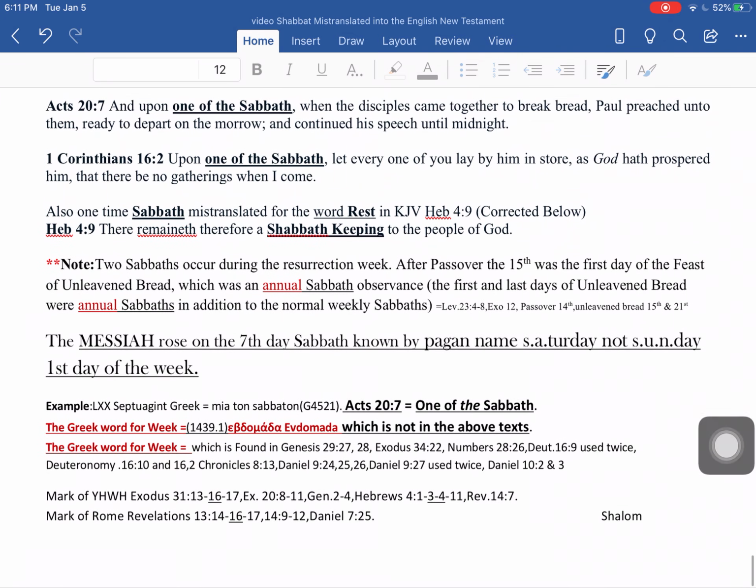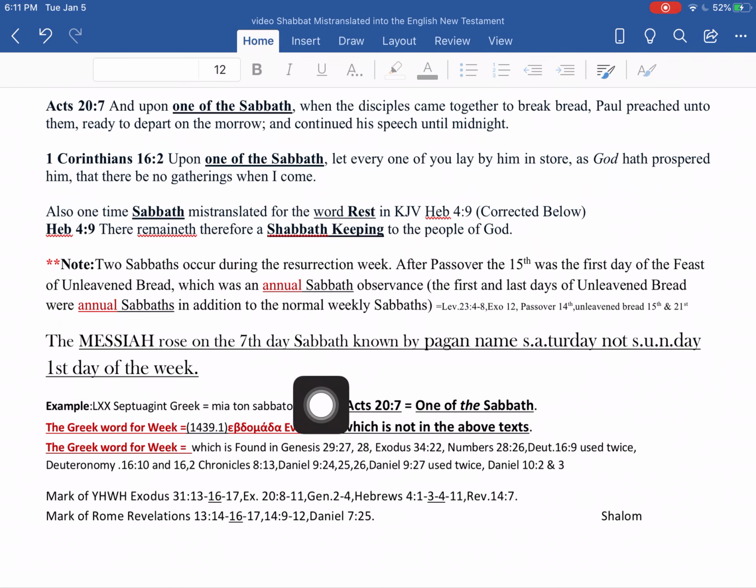Also, I just made some notes here about the first day being a Sabbath. Let me read it here. I put a note: 2 Sabbaths occurred during the resurrection week. After Passover, the 15th was the first day of the Feast of Unleavened Bread, which was an annual Sabbath observance. The first and last days of unleavened bread were annual Sabbaths in addition to the normal weekly Sabbaths. So you can find them in Leviticus chapter 23, verses 4 through 8, and Exodus 12. We have Passover the 14th and unleavened bread the 15th through the 21st, right?